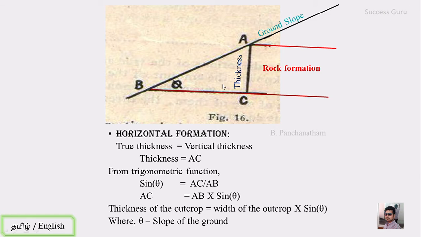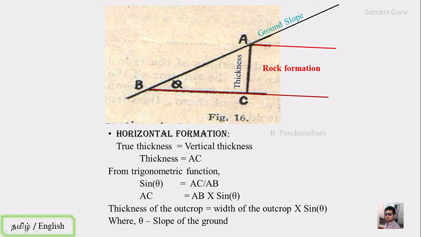You can see this is a bedding plane, and we are measuring perpendicular to this bedding plane for the thickness. So this will form a right angle triangle, as you can see, this is 90 degrees. This complete portion forms a right angle triangle. As you know from trigonometric functions, this is theta, the ground slope, this is the opposite side, and this is the hypotenuse. If you remember, sine theta is equal to opposite by hypotenuse, where the opposite is the thickness of the horizontal formation, and the hypotenuse is the width of the outcrop.